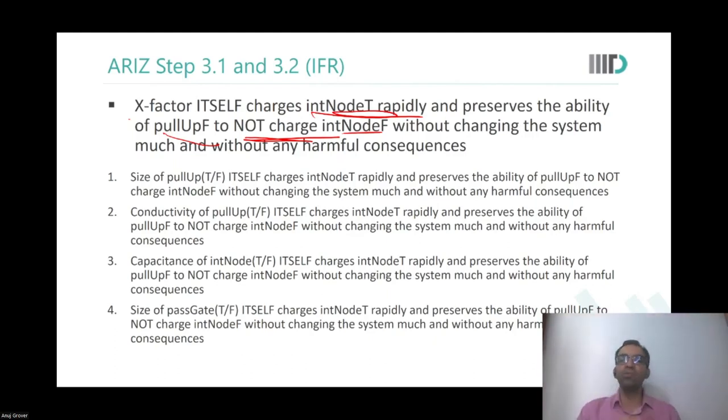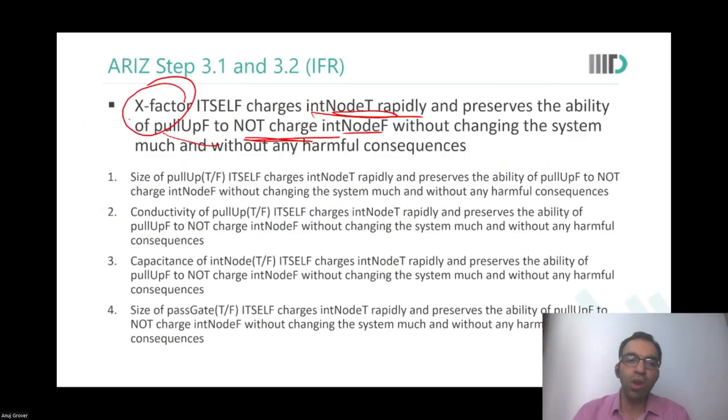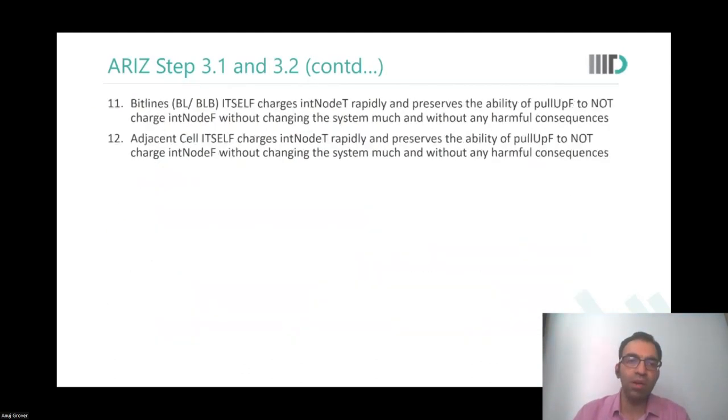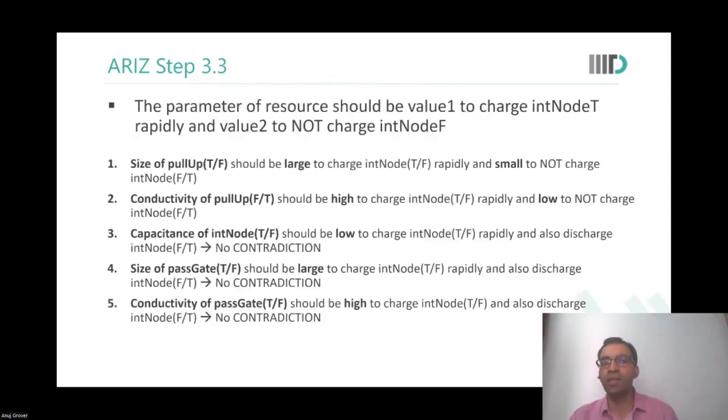I just write down all these resources one by one in place of the X factor. So I create a long list. You will see I have created a long list of 12 such things. VDD itself charges int node T rapidly and preserves the ability of pull-up F to not charge. Same language, but I've just changed the resource. Ground itself does that. Word line itself does that. Exactly the same thing. And I mechanically write it down. That is steps 3.1 and 3.2.